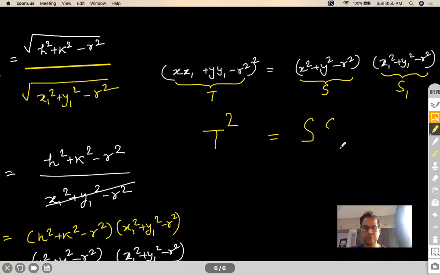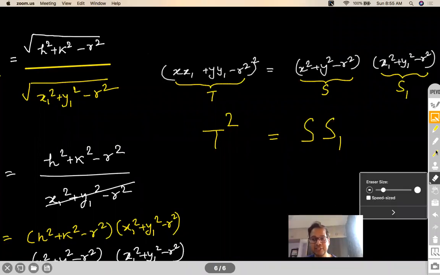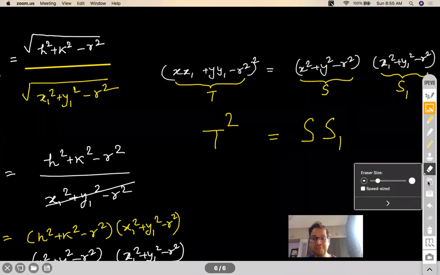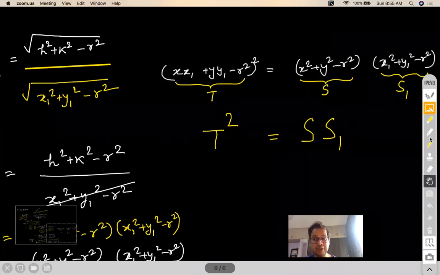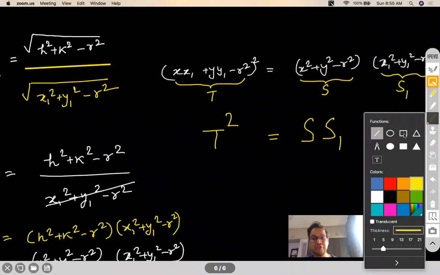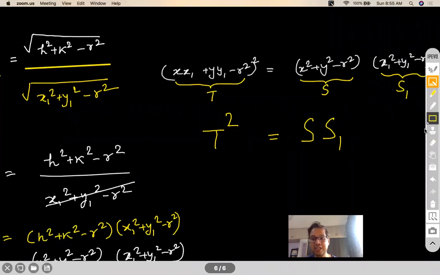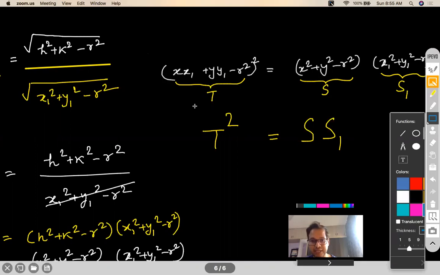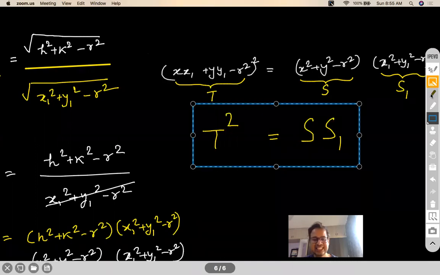So this is S1. So here is another formula that you need to update your formula list with. This is the formula for the pair of tangents drawn from an external point onto a given circle. I'll box it out so that you remember it. T, S, S1 help us to remember these ugly formulas. If you know what's T, S, S1, all you need to remember is T square is equal to S S1. That's it. This entire equation will give you the pair of tangents equation.